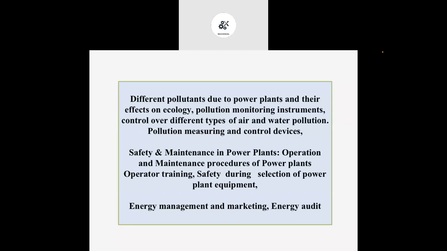In today's lecture, we are going to see the first point, that is the different pollutants due to the power plant and their effects on the ecology. Ecology is not just the environment; it also includes human beings. So what are the bad effects of those pollutants on the environment as well as on human beings? That we are going to see, and how we can control that pollution, the quantity of pollution which is mixed with the environmental air or environmental water.